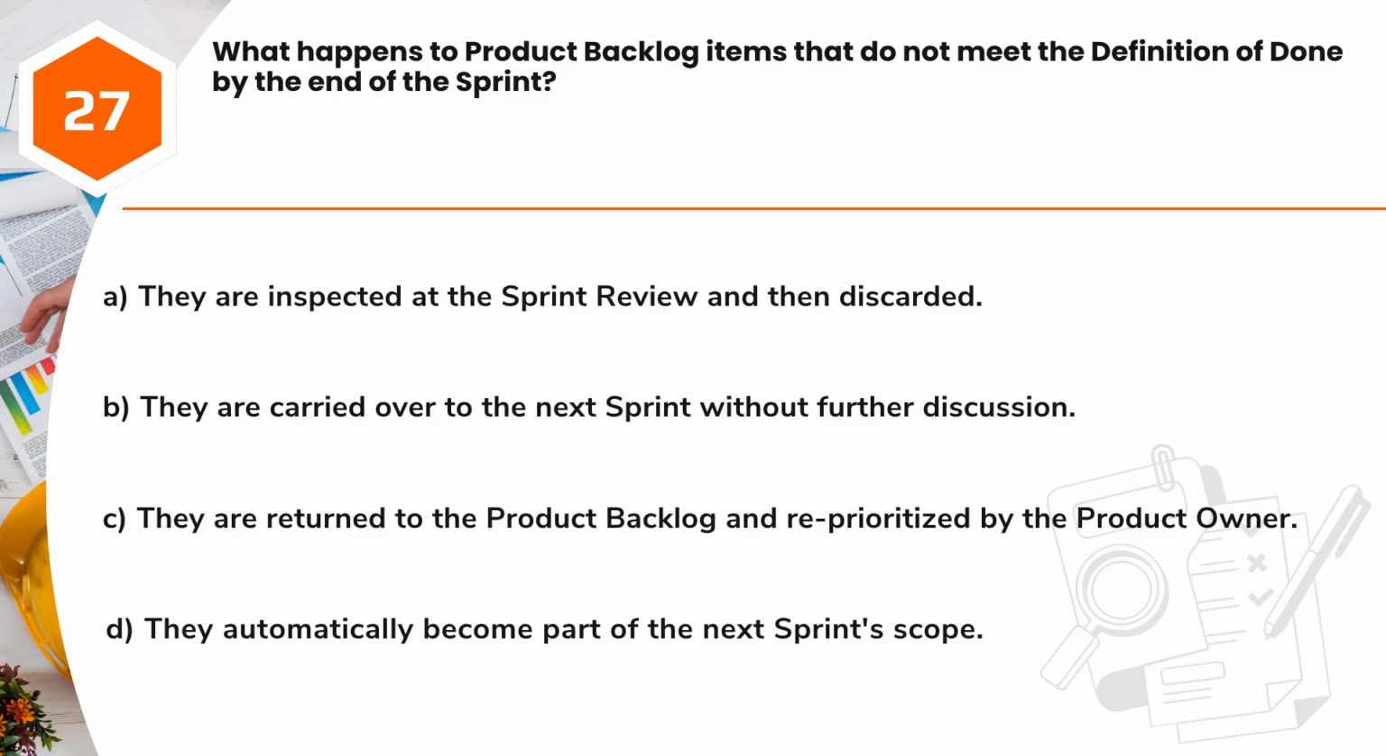Question 27. What happens to product backlog items that do not meet the definition of done by the end of the sprint? A. They are inspected at the sprint review and then discarded. B. They are carried over to the next sprint without further discussion. C. They are returned to the product backlog and reprioritized by the product owner. D. They automatically become part of the next sprint's scope.